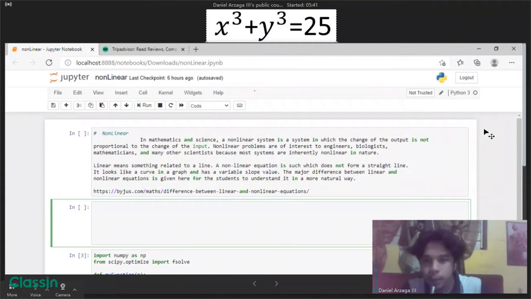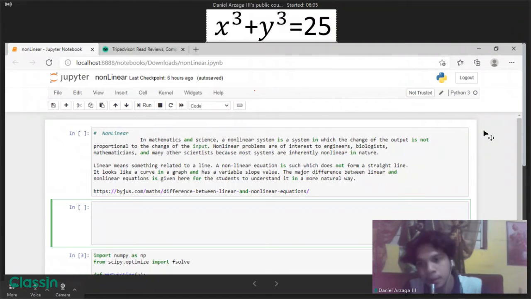Nonlinear. In mathematics and science, a nonlinear system is a system in which the change of output is not proportional to the change of an input. So nonlinear problems are of interest to engineers, biologists, mathematicians, and many other scientists because most systems are inherently nonlinear in nature.